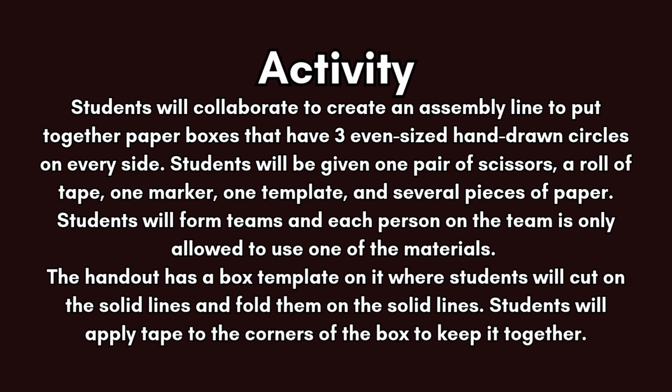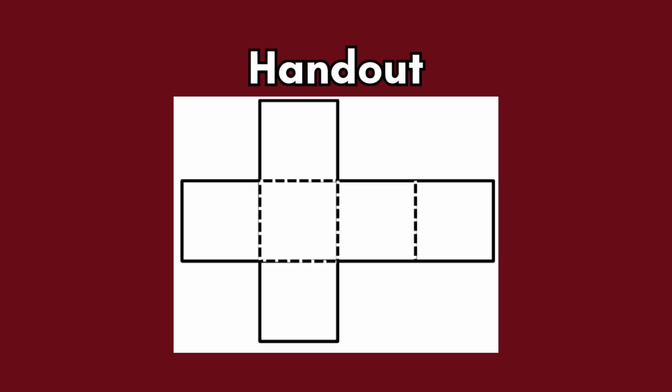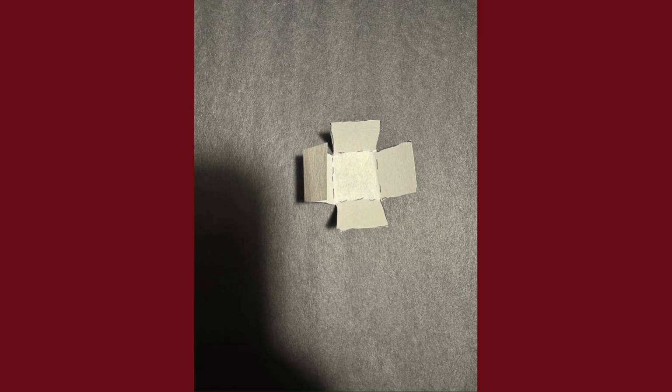With the handout on the template, the students will cut on the solid lines and fold on the dotted lines. Students will apply tape to the corners of the box to keep it together. This is the handout, and I'll be walking through it step by step. So, this is also what the handout looks like on the paper. As you can see, there are solid lines and dotted lines. This right here is the handout cut out. And next with the handout, you'll be folding along these dotted lines so it looks something like this. After that, you want to tape the corners like you see, and it should form a nice box like this.